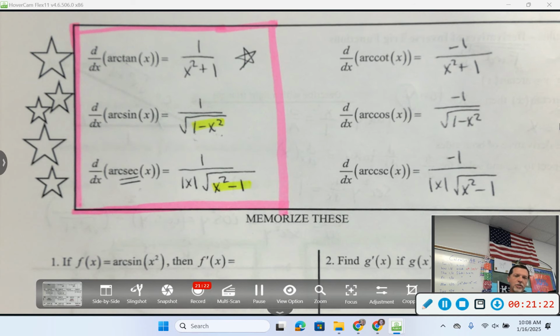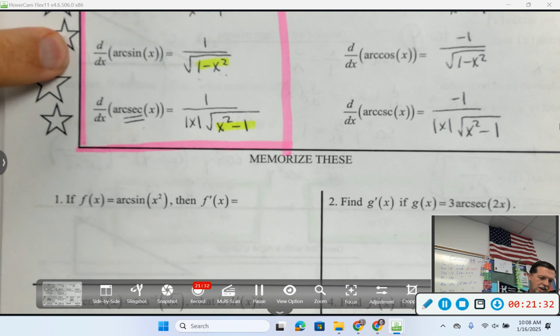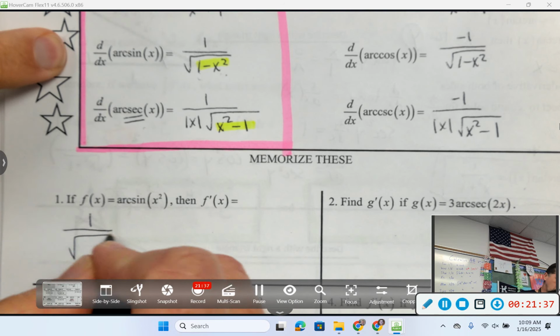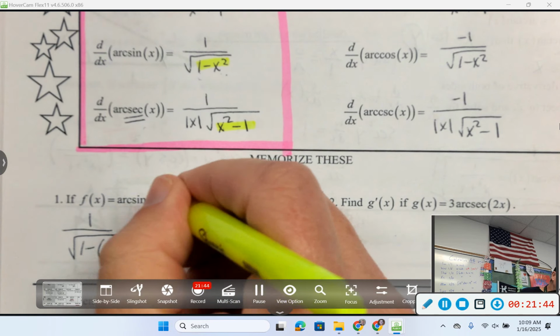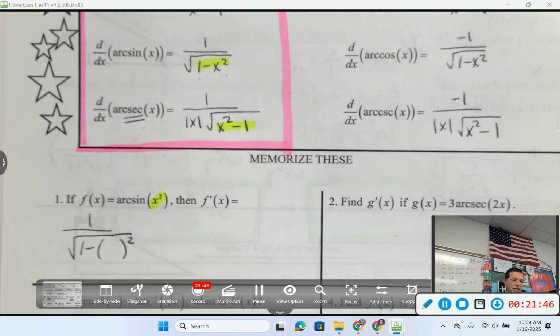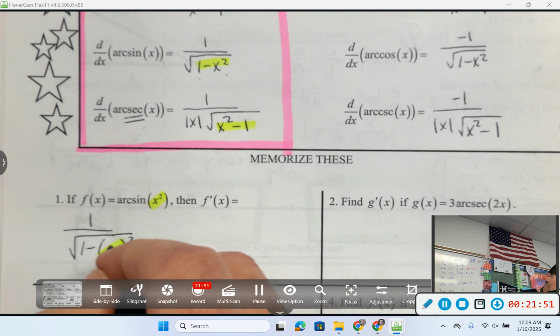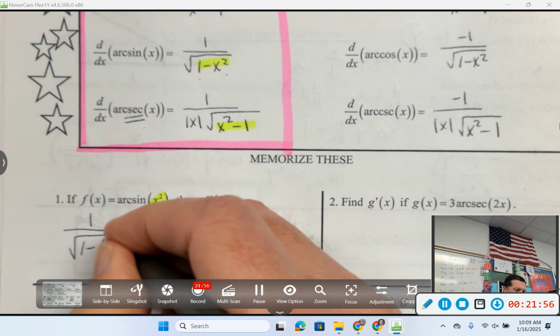Okay, so let's try to use those. Number one, if f of x is the arc sine of x squared, then f prime of x, okay, so I'm looking at arc sine. The derivative would be 1 over square root 1 minus the argument squared. So this one's a little different because there's an x squared in there rather than an x. So square the argument, and we'll fix that in a minute.